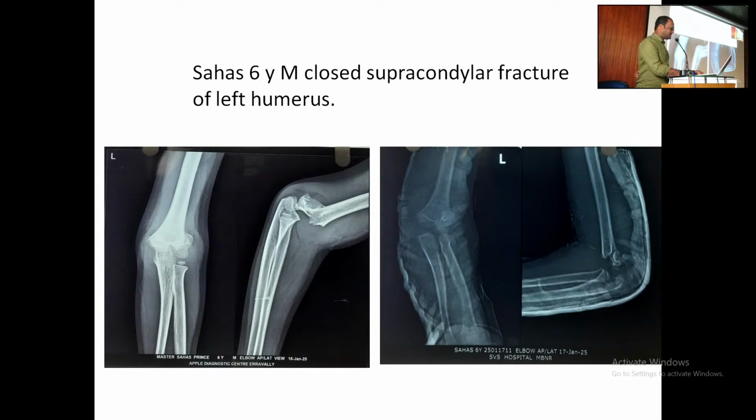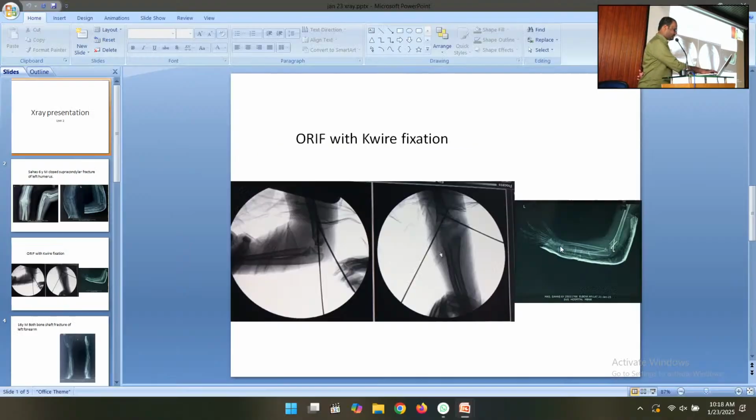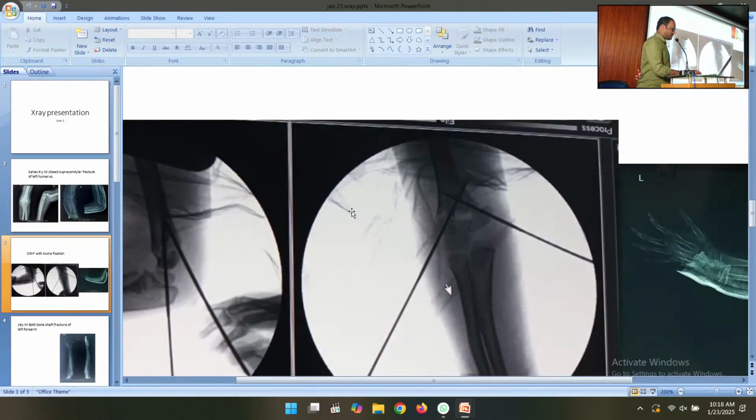We tried to reduce, sir. We have done open reduction internal fixation with K-wire. What did you achieve here? Nothing. Fix the elbow with K-wire.